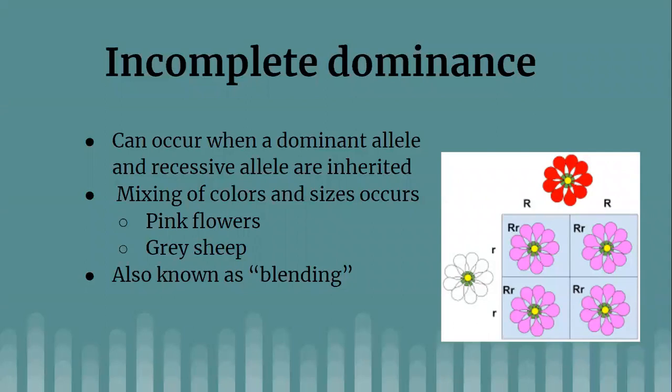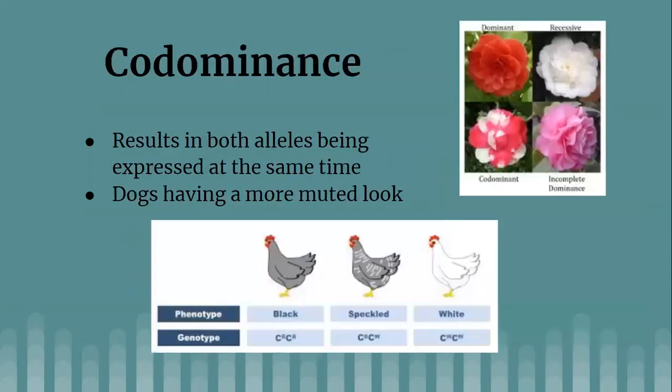For example, in some species of sheep, gray fleece results from a dominant white fleece allele and a recessive black allele. Incomplete dominance also occurs in petal colors in some species of plants, just as the picture above shows. So it's pretty much a blending of two different colors from the dominant and recessive gene.